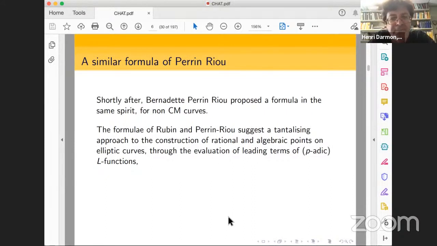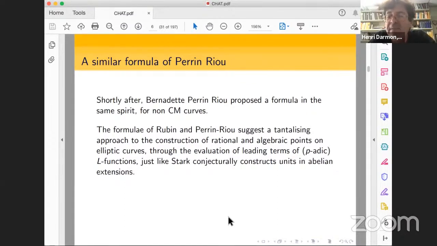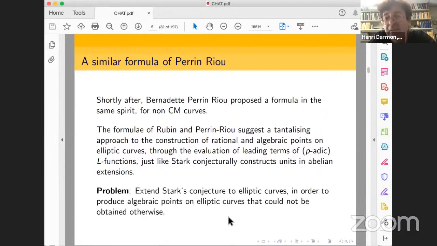Now, this is exactly the same way that Stark constructed his conjectural units in abelian extensions of number fields. And that was the basis for his conjectural solution to Hilbert's 12th problem for totally real fields. And so that gave rise to a natural program, which was to extend Stark's conjecture to elliptic curves in order to produce preferably new algebraic points that we wouldn't be able to obtain otherwise.